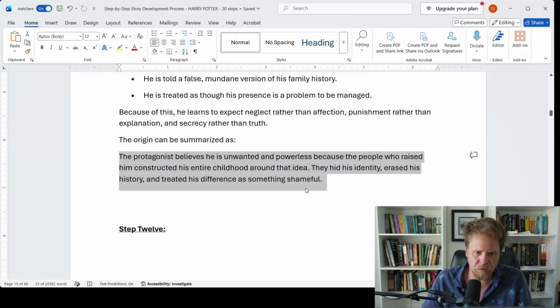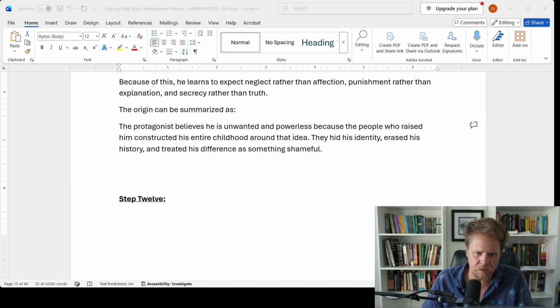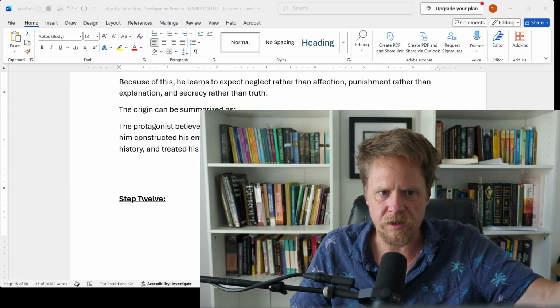So the reason we're going to see the next part in step 12, and why this is very important, is that you need to go through this step first before we get to the next part, which is theme.